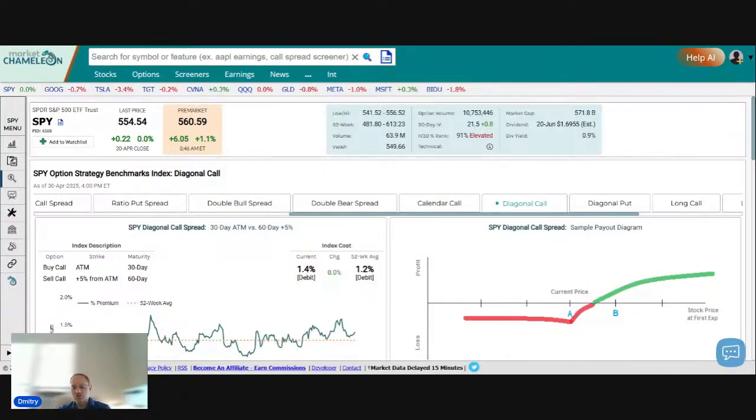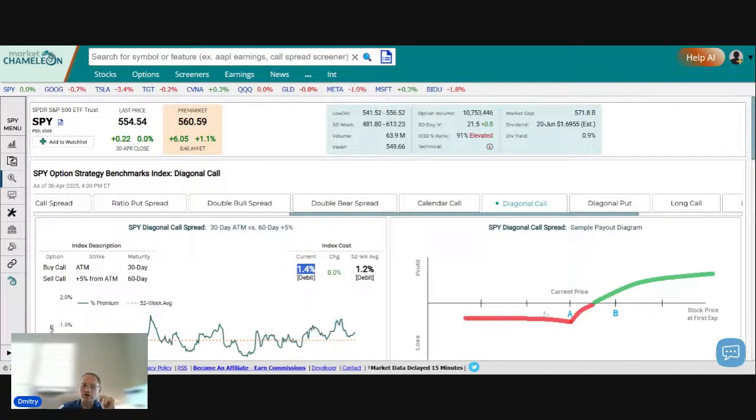How does that compare to history? On average, it was 1.2%. So this costs a little bit more than your historical average. What does that indicate from the markets?